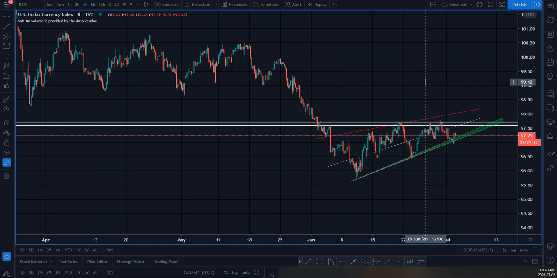So now we're going to get into, let's just read the comments, no more real comments. So we're now going to get into DXY, which is the US dollar currency index. We did get that validation of that higher low, which is great.